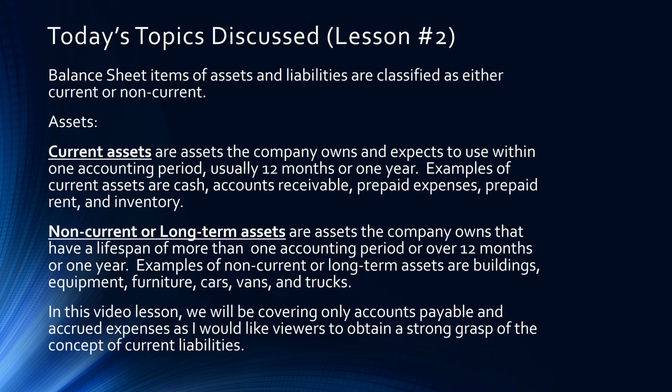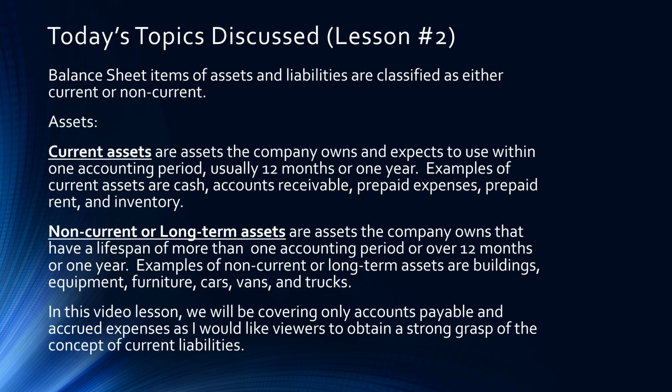Current assets are assets the company owns and expects to use within one accounting period, usually 12 months or 1 year, as we discussed in lesson number 1. Examples of current assets are cash, accounts receivable, prepaid expenses, prepaid rent, and inventory.